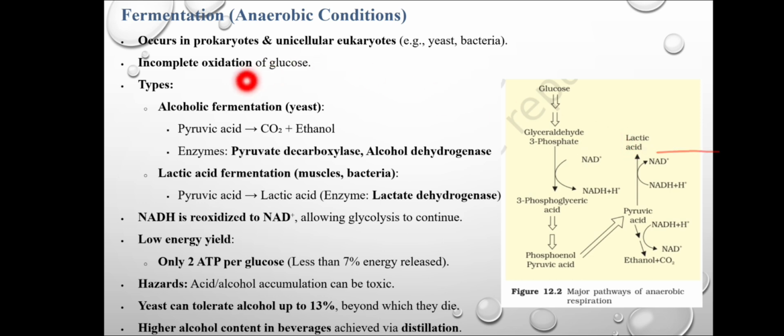So it is clearly an incomplete oxidation of glucose. Alcoholic fermentation takes place in yeast, and here the pyruvic acid gets converted into ethanol, which is 2 carbon, and CO2. So here one CO2 is released, but there is additional ethanol, that is why it is an incomplete oxidation. Now in this process pyruvate decarboxylase and alcohol dehydrogenase, these are the two enzymes which are involved.